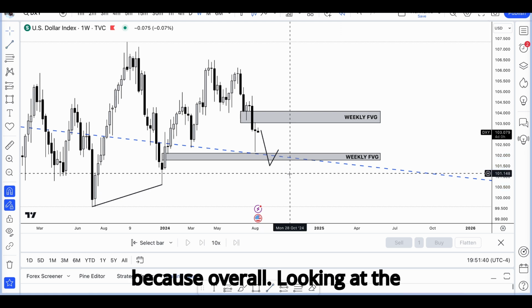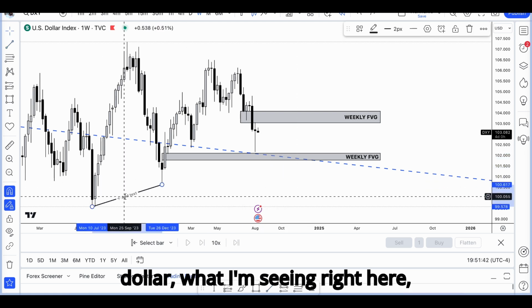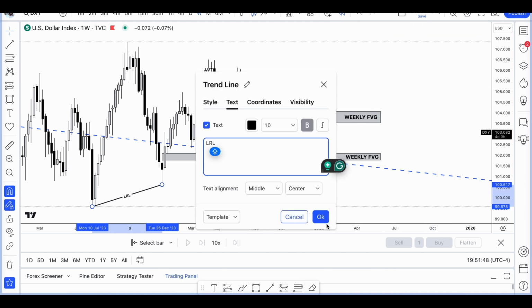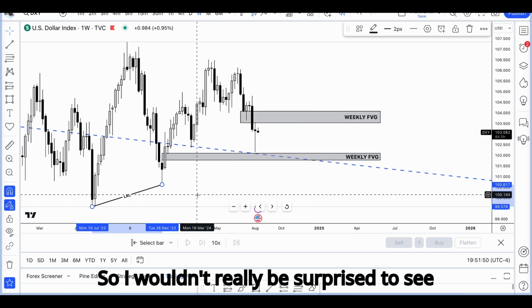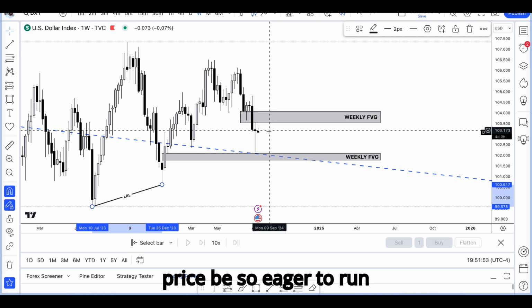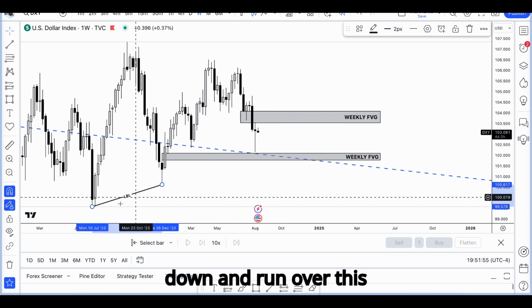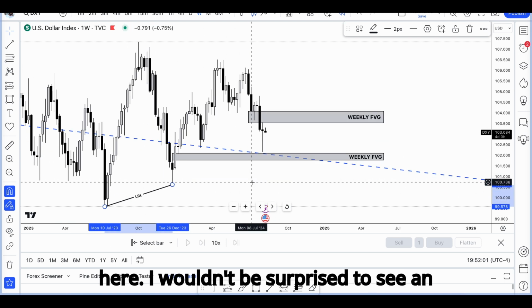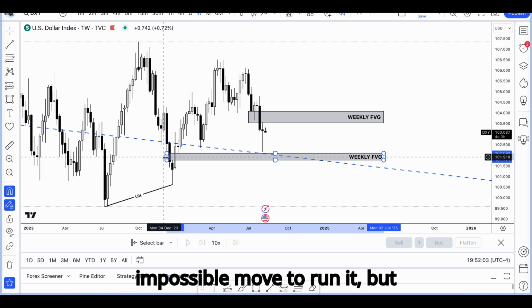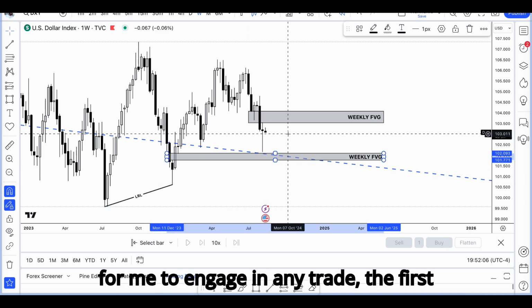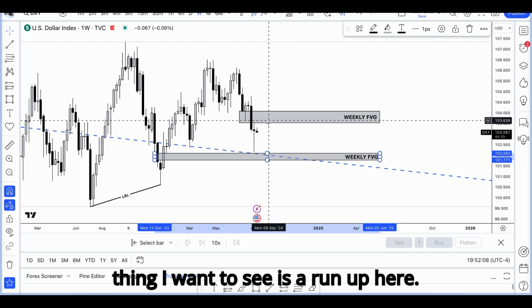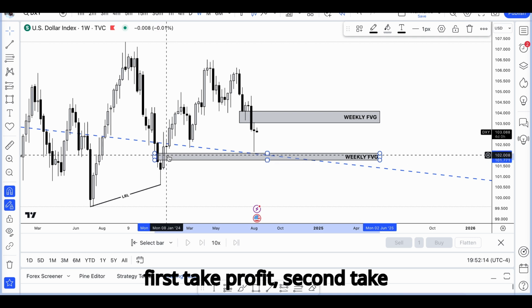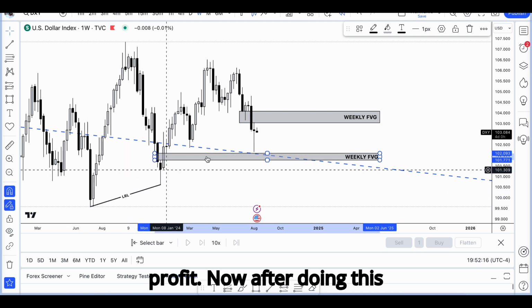Because overall, looking at the dollar, what I'm seeing right here is low resistance liquidity. I wouldn't be surprised to see price be so eager to run down and over this low resistance liquidity resting right here. I wouldn't be surprised to see an impulsive move to run it. But for me to engage in any trade, the first thing I want to see is a run up here and then run down, and I'll be targeting first take profit, second take profit.